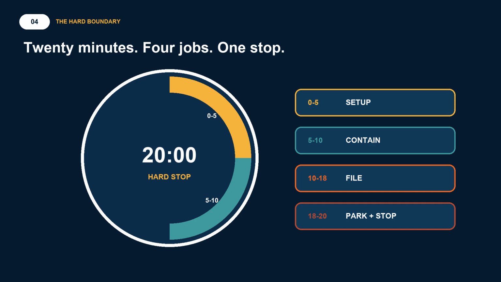Minutes 10 through 15 are for obvious decisions only. Minutes 15 through 18 are for naming a few high-value files. The last 2 minutes park uncertainty in inbox/to review. Then stop. The hard stop is part of the design. A reset you can repeat beats a heroic cleanup you avoid for another year.